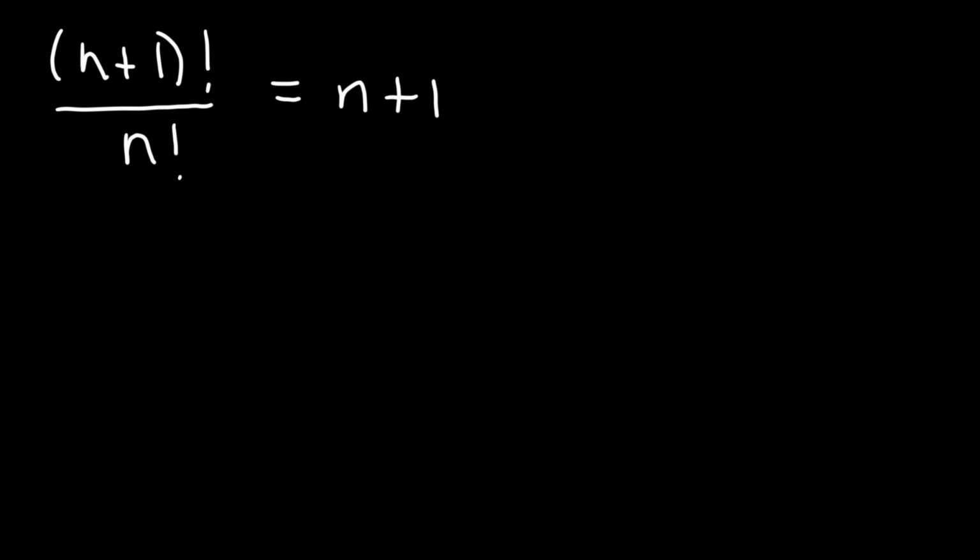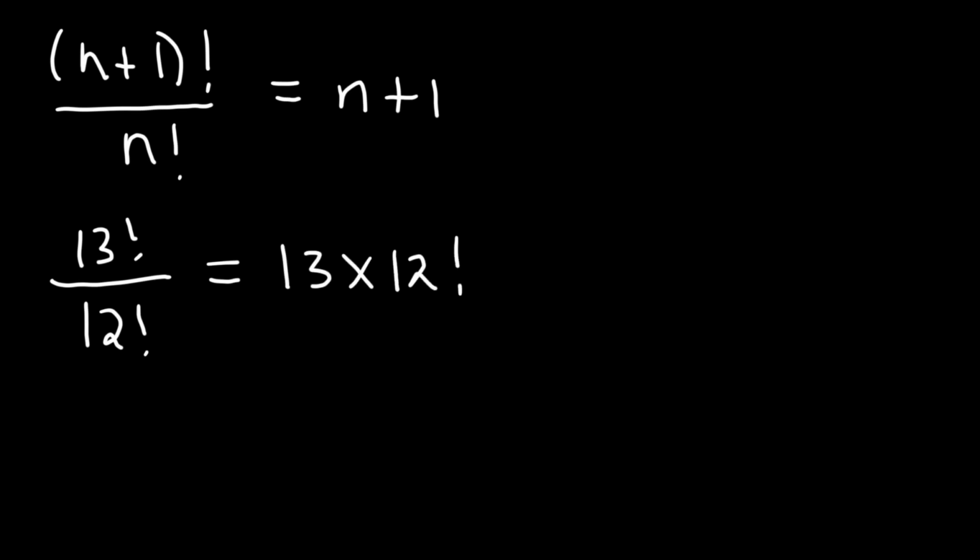Let's take another example. Let's say we have n equal to 12, so this will be 12 factorial, and then n plus 1 will be 13 factorial. So 13 factorial will be 13 times 12 factorial, divided by 12 factorial. This will cancel with that, and we shall remain with 13.